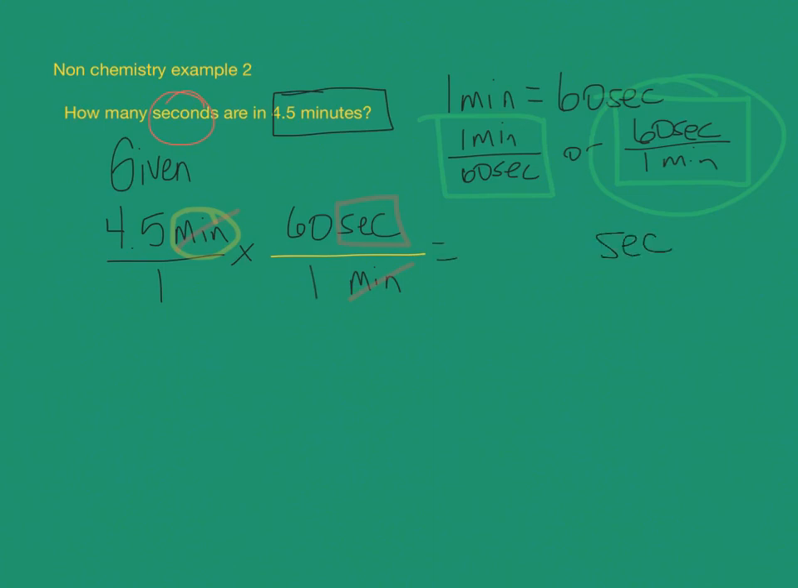Now I solve the number portion. So I did the units, now I'm going to do the numbers. So I do 4.5 times 60, 270, and then it's over 1. And we know that any number over 1 is going to be itself, so 270 seconds. So how many seconds are in 4.5 minutes? There are 270 seconds. Okay?